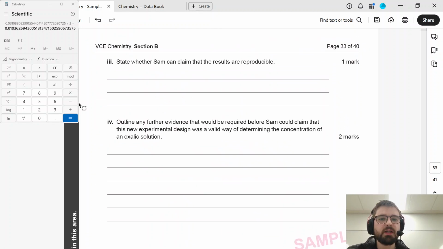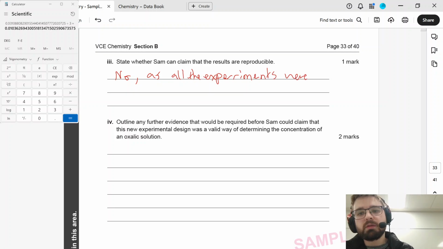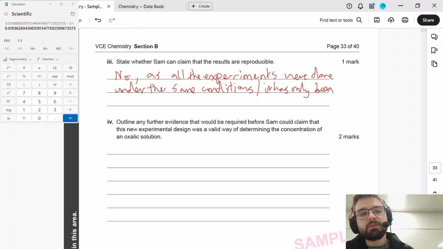State whether Sam can claim that the results are reproducible. No, as all the experiments were done under the same conditions, and or it's only been done once.